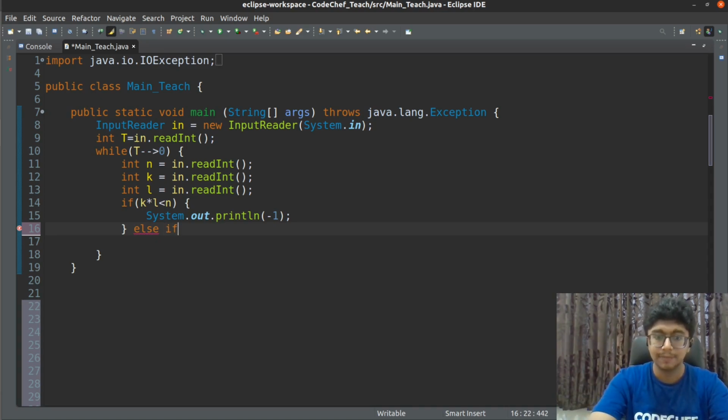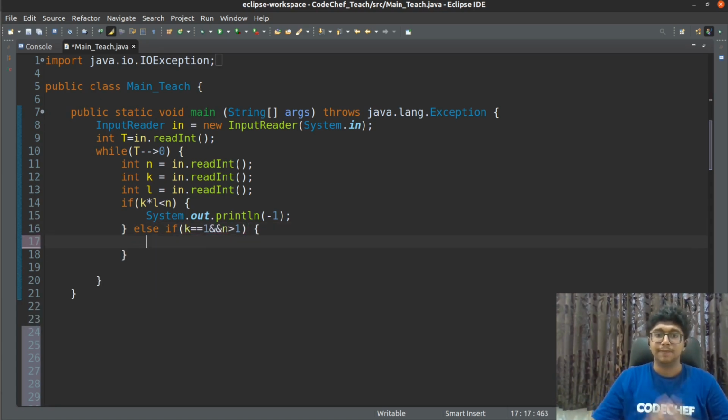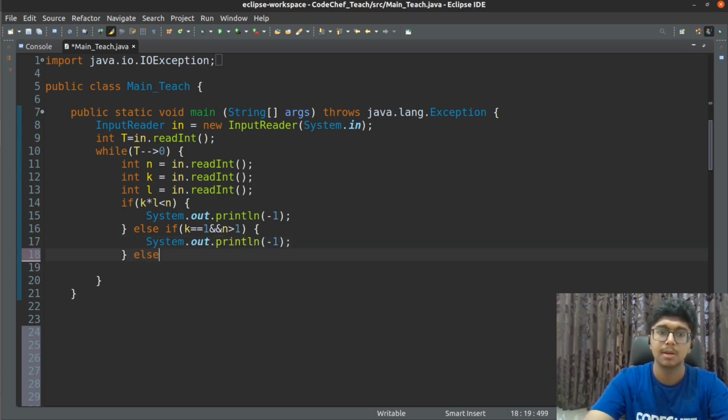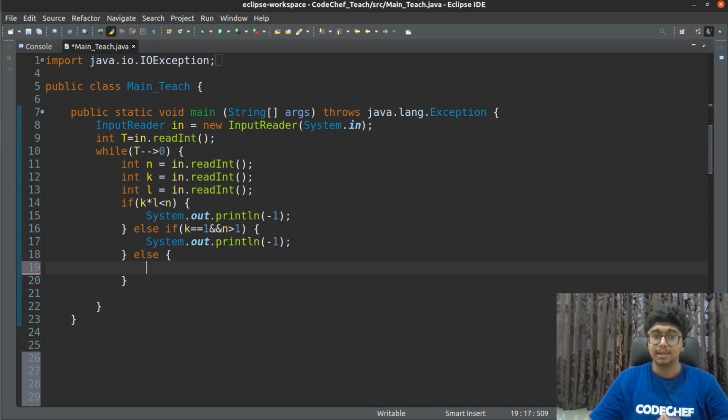So I would say that, okay, if this is not true, then I need to check if k equals 1 and if n is greater than 1. If this is the case, then also we would be printing -1, right? So here again I would print -1. Else, this is the valid case when both these are false. Okay, I have a valid answer.